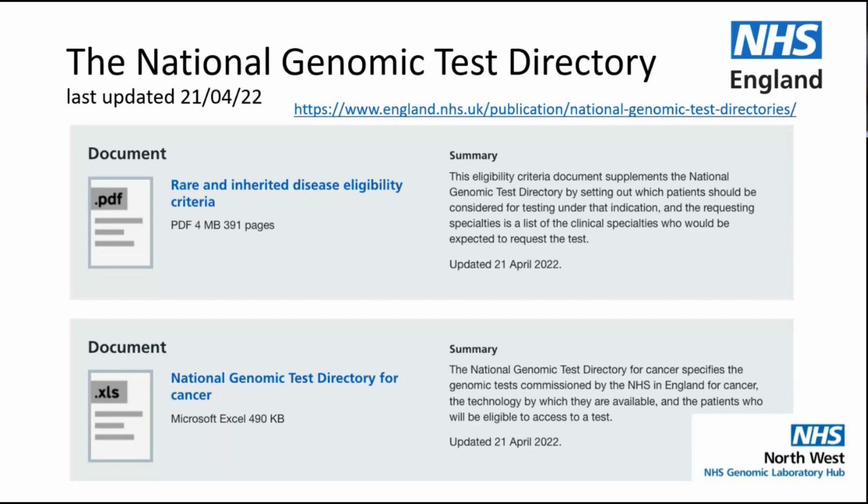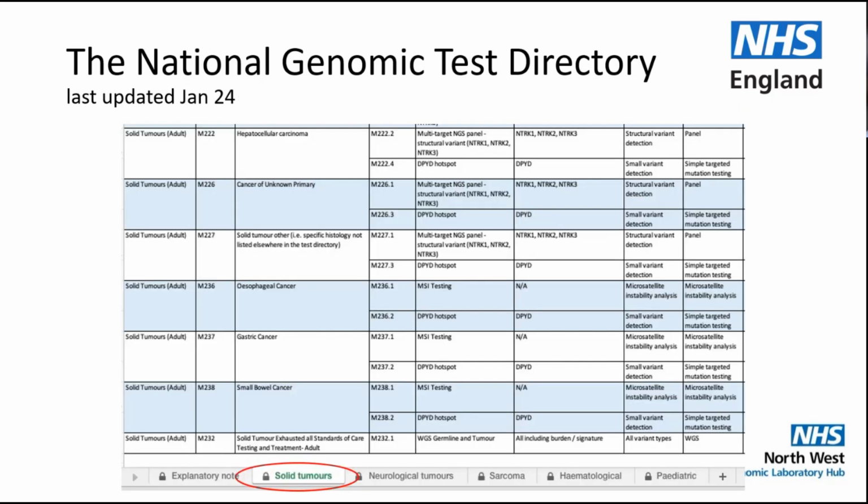This is to just signpost people to the National Genomic Test Directory. There's a rare disease one and a cancer one. It's a fairly unyielding, difficult to navigate Excel, but all the information is there. This is just a snapshot of the solid tumour tab. There are also sarcoma, neurological tumour tabs.